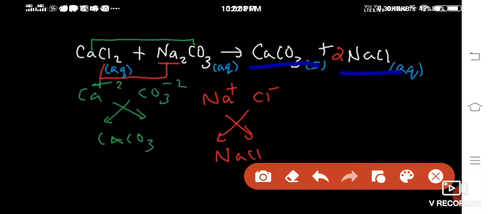CaCO3 plus NaCl. So you know what has taken place over here: instead of chlorine, carbonate has come here, CO3, and Na, yes, the Cl has come in place of carbonate, right? So that is why we call this a double displacement reaction. Now see, calcium's valency will go to carbonate, and carbonate's valency will go to calcium, and here also NaCl.